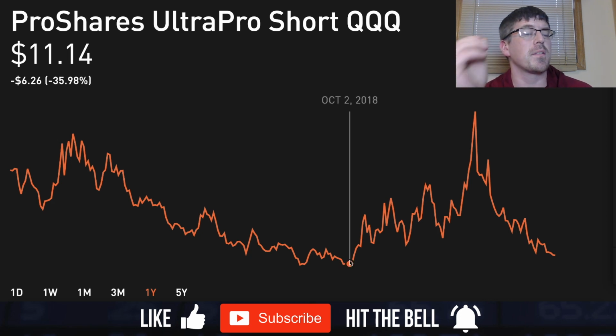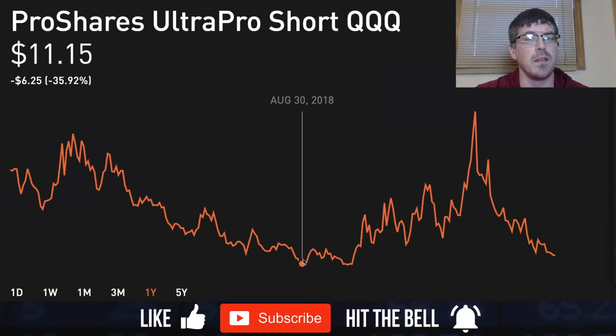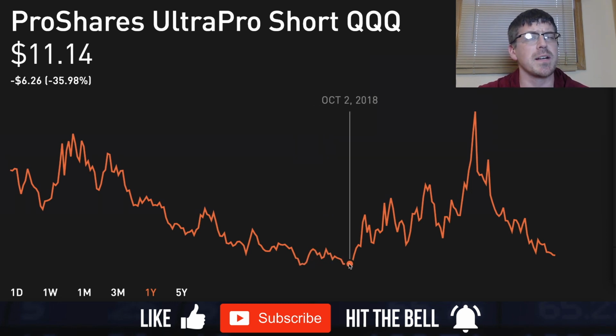So if you want the best bang for your buck, you would want to look for the ETFs and the shares that are actually the cheapest. They have the biggest opportunity for a price explosion if the market was to crash, or if we were to get another correction, okay? So this one here, guys, was trading around $11 to $10. Even back here in August, around $11.15, and then back in the first week of October, trading around $11.14.